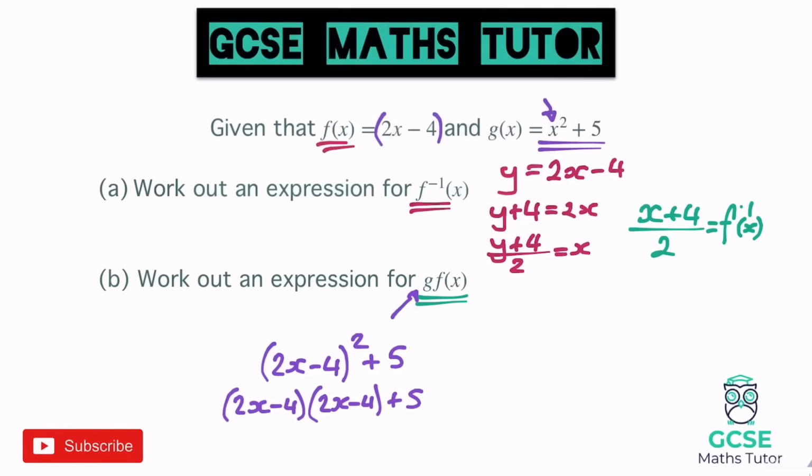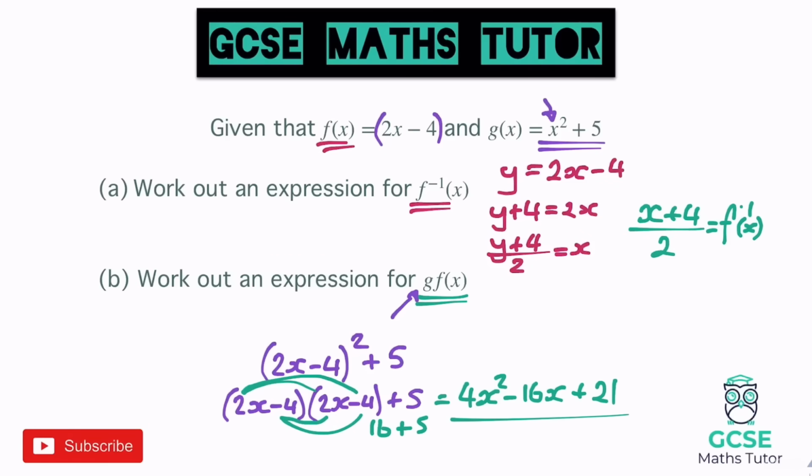So if we expand that, and again, I'm going to skip some steps here. I'm going to do 2x times 2x, which is 4x squared. And then we've got 2x times minus 4 and 2x times minus 4 again. So minus 8x and minus 8x is minus 16x. And then minus 4 times minus 4 gives us 16, but we're going to add 5 to that. So that'll give us 21, so plus 21. And there's your expression for that.